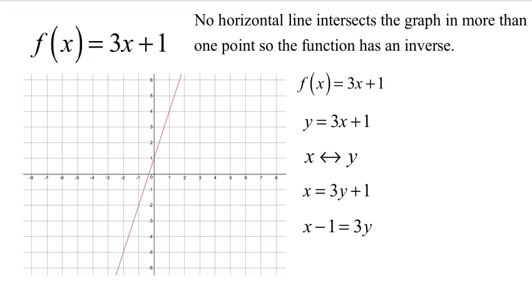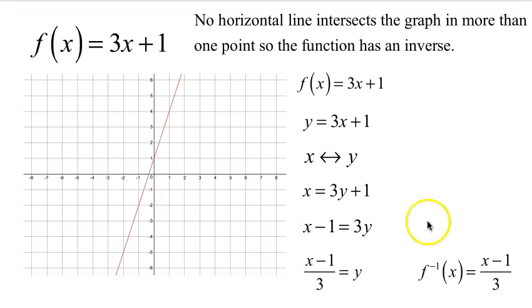So subtracting 1 from both sides, we get x minus 1 is 3y. And then divide both sides by 3. (x minus 1) over 3 equals y. This is the inverse function. That is f inverse of x. f inverse of x will equal (x minus 1) over 3.